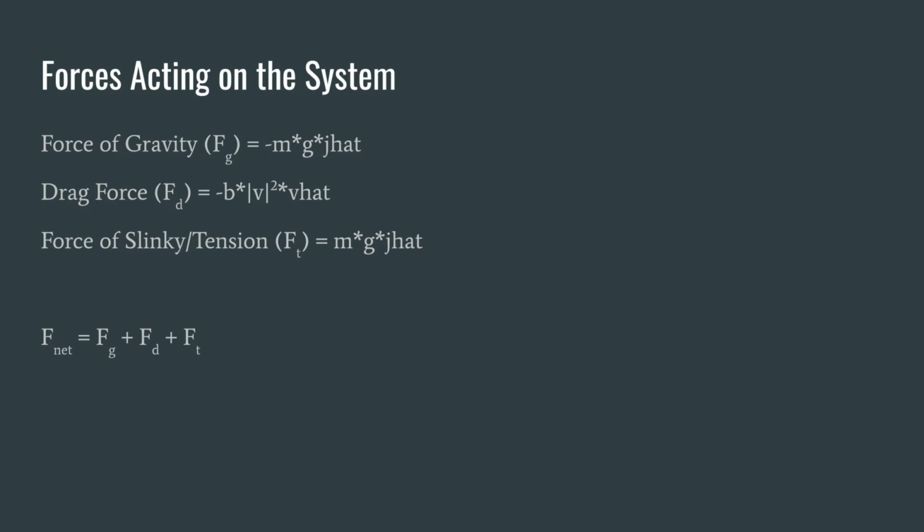vector of the velocity. There will also be the force of the slinky, which we can also just call the force of tension on the system, which is equal to mg j hat, which is in the opposite direction of the force of gravity. And the net force is going to be all three of these forces summed together.